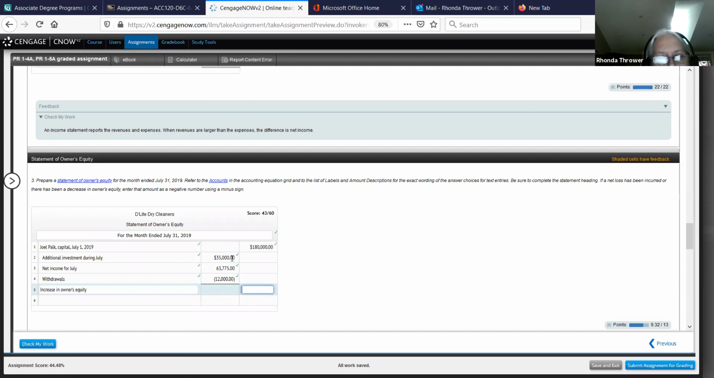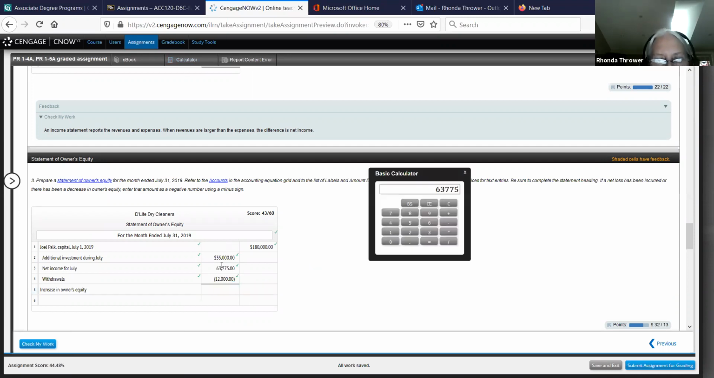And then we're going to have to find out exactly how much was increased here. So I'm going to bring my calculator out. I'm going to start with 35,000. That was the owner's additional investment. We're going to add that to the net income. Net income is a positive amount. And then we're going to deduct out our withdrawals of 12,000. And that's going to leave us with an increase in our owner's equity at 86,775.